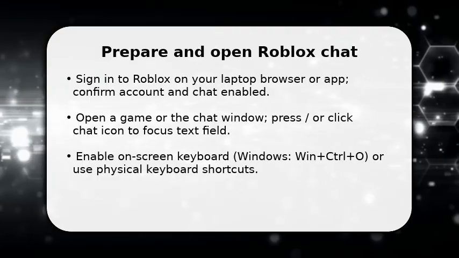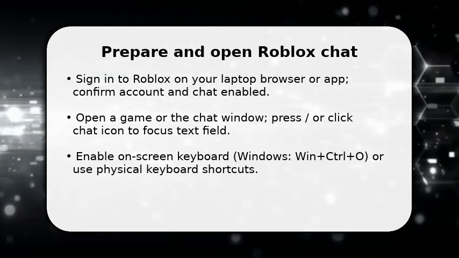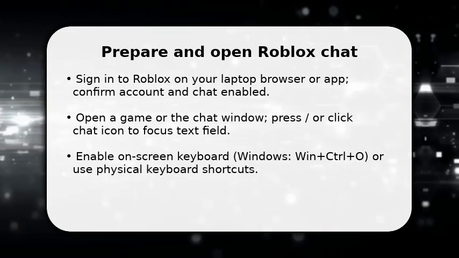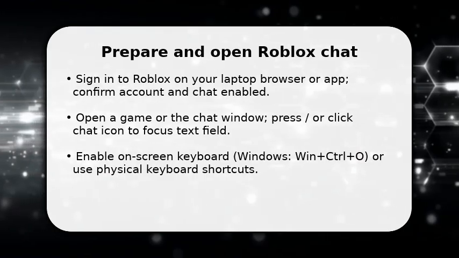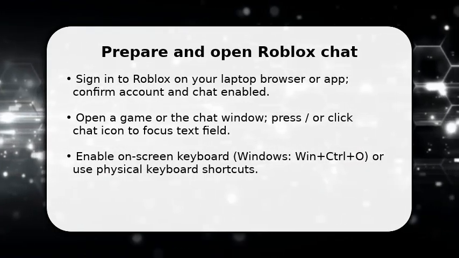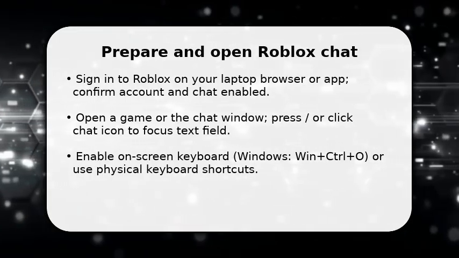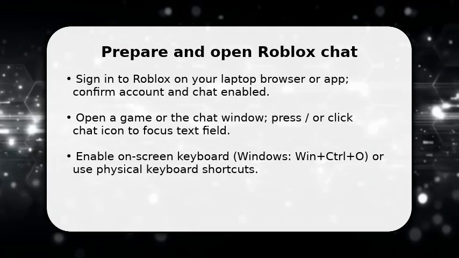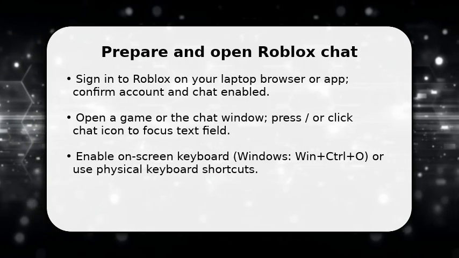You start by signing into Roblox and making sure chat is enabled for your account. Open a game or the main chat panel and focus the text box by pressing the / key or clicking the chat icon. Once the chat field is active, make sure your laptop keyboard or on-screen keyboard is ready. Press Win plus Control plus O on Windows to toggle the touch keyboard. This gets you into the typing state and prepares the next step, inserting emoji quickly and reliably.